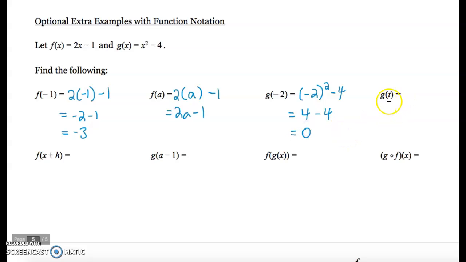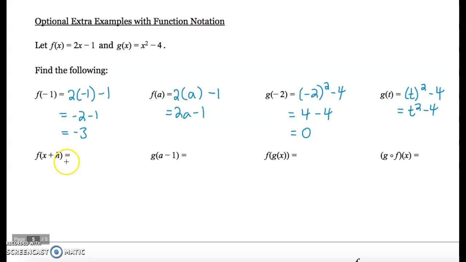All right, and then g of t means that I'm going to be plugging t into this expression. So I have my input squared minus 4, and my input that I'm plugging in is t. And then this is just t squared minus 4. Have I simplified enough? Are there parentheses? No. Are there like terms I can combine? No. So I'm all done.